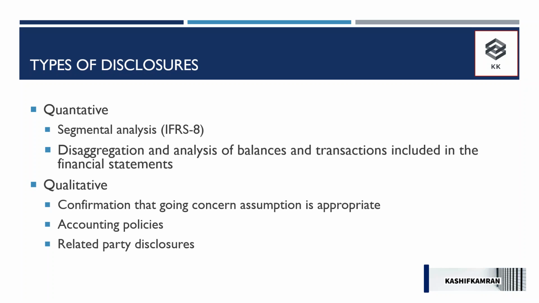The accounting policies, which the management puts in the notes to the financial statement, are also a qualitative disclosure. And also the related party disclosures most of the time are qualitative, in that you disclose the name and the relationship with the related party, apart from many other things. So you can have a combination of a qualitative and a quantitative disclosure in related party even. So the auditor needs to understand that there are quantitative disclosures and qualitative disclosures within the financial statements.